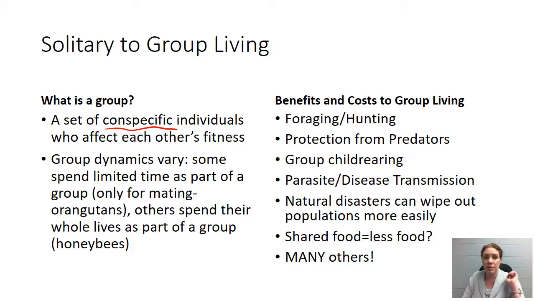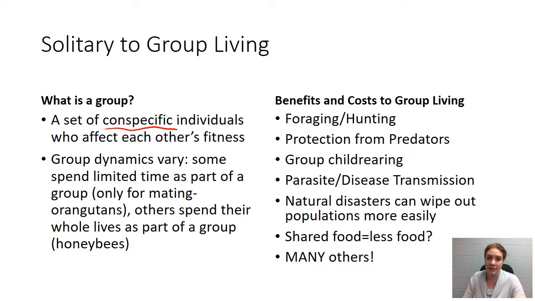So you and your classmates, you're a group. You affect each other's fitness. If one of you brings a virus to class, all of you get the virus and you get sick. You affect each other's fitness. Some individuals spend only part of their life as a group, and others spend their whole lives as part of a social group. And I've got a couple examples of this for you.